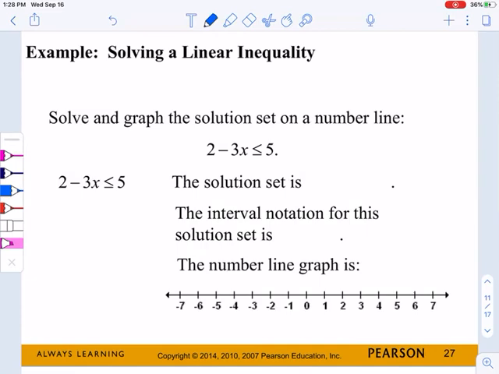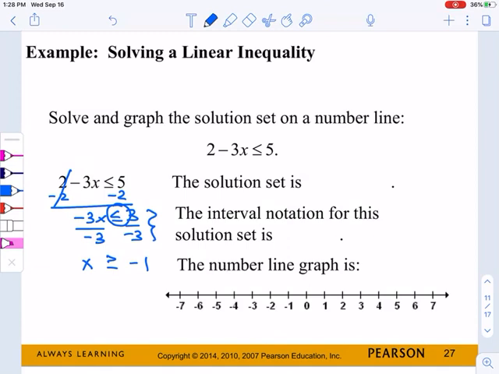So we have 2 minus 3x is less than or equal to 5. Solve to get x by itself. So I want x all by itself. That means I need to get rid of a positive 2. I do that by subtracting. Negative 3x is less than or equal to positive 3. Dividing by that negative 3, I'm ending up with x. Now, 3 divided by -3 would give me a -1. I also have to take the opposite inequality sign. That's what they mean by reversing your sign when you multiply or divide by a negative.